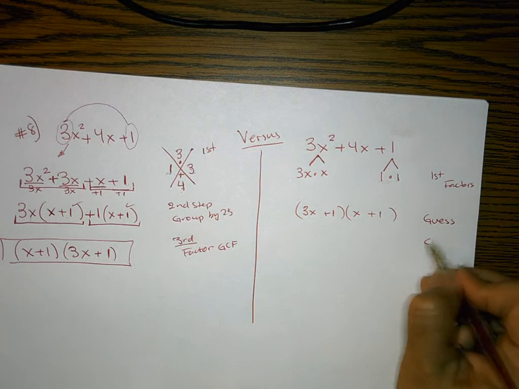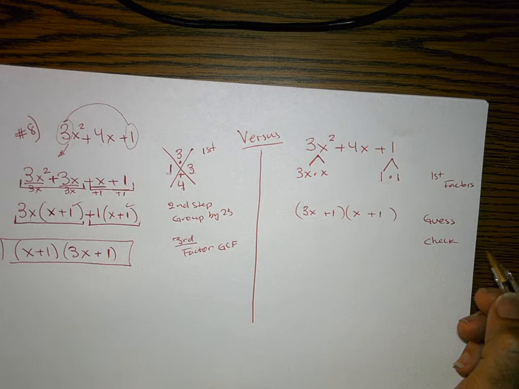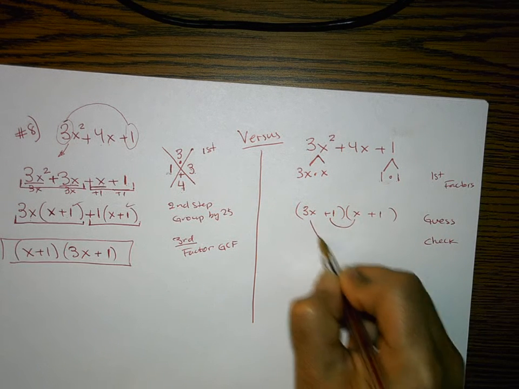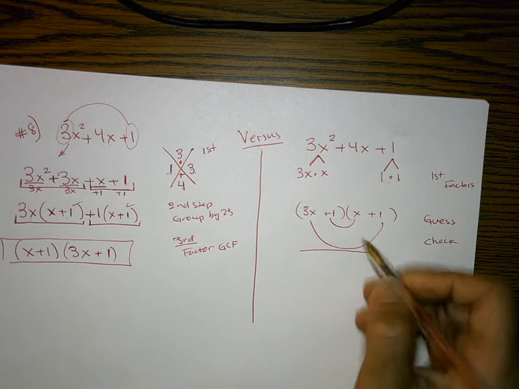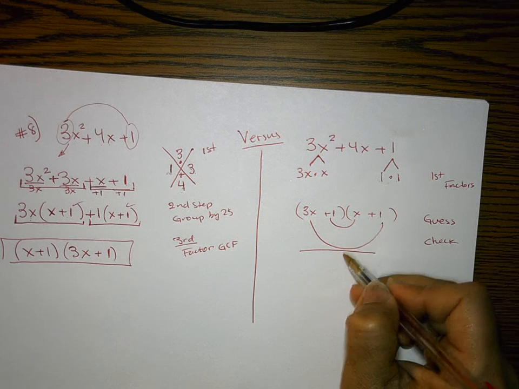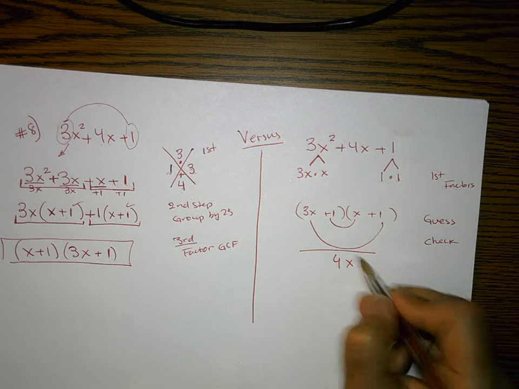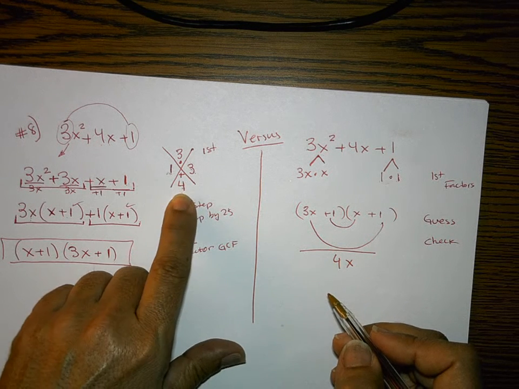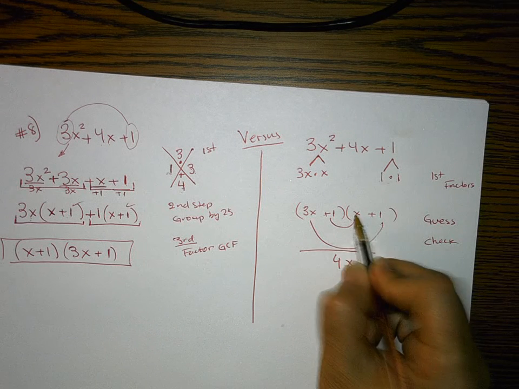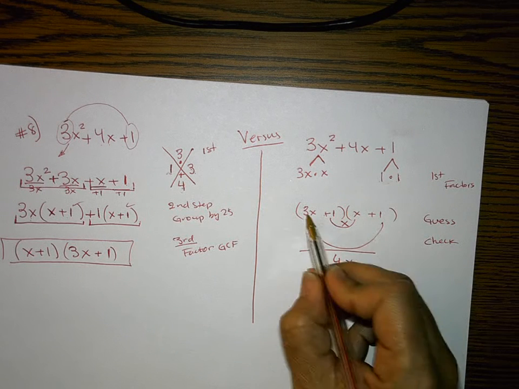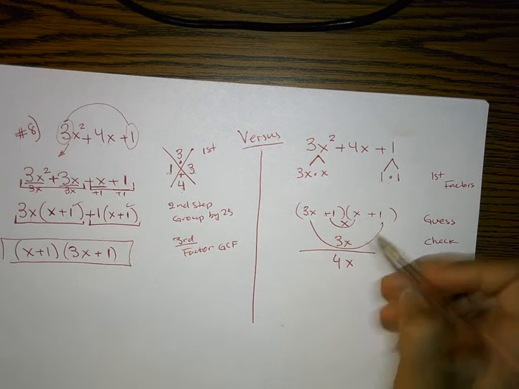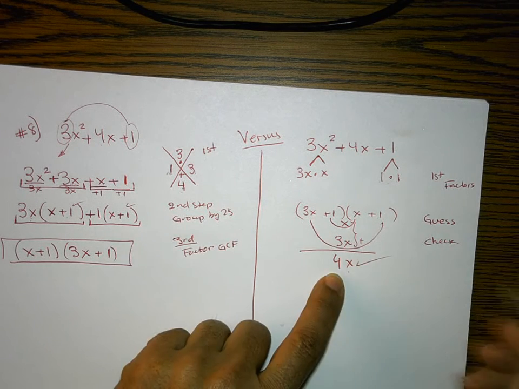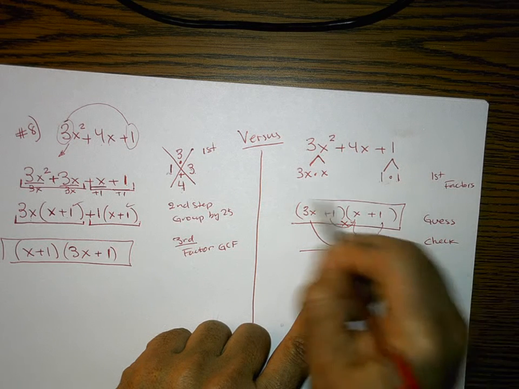Now it's time for me to check to see if I set my problem correctly. How do we check? You multiply the inner terms and the outer terms. Together, those 2 terms have to add up to the middle term. It always has to add up to the middle term, just like in the x factor. Positive 1 times x is x, and 3x times 1 is 3x. When I add these 2 terms together, it becomes 4x. So there we go. We got our factors.